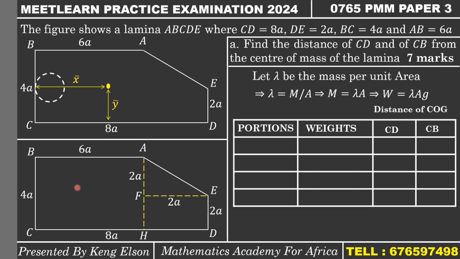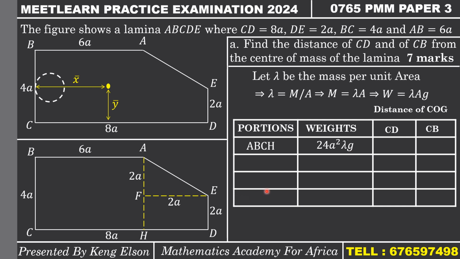We have the first portion, which is A, B, C, H. That is a rectangle. Now, what is the width of that portion? The width of that portion is basically lambda g. The area is all we need to find. Since it is a rectangle, the area is length times width. So we multiply 6a with 4a, we get 24a squared. Now we multiply it with lambda g. So the area is 24a squared lambda g.